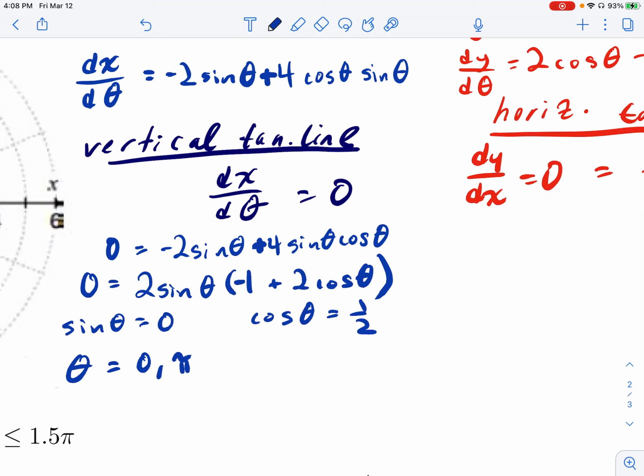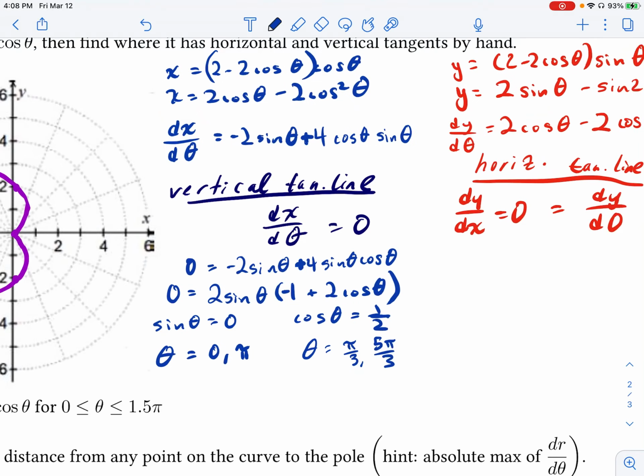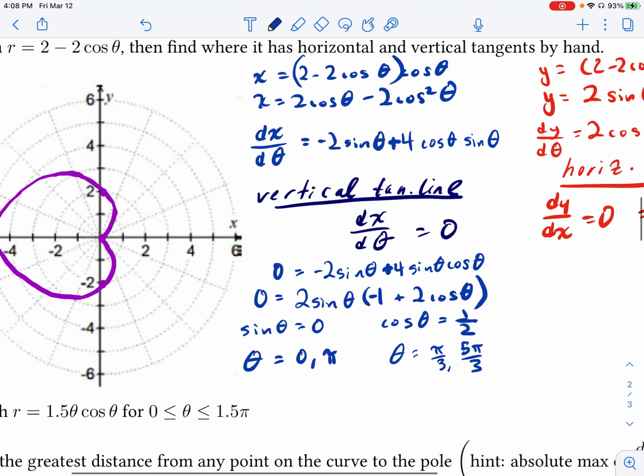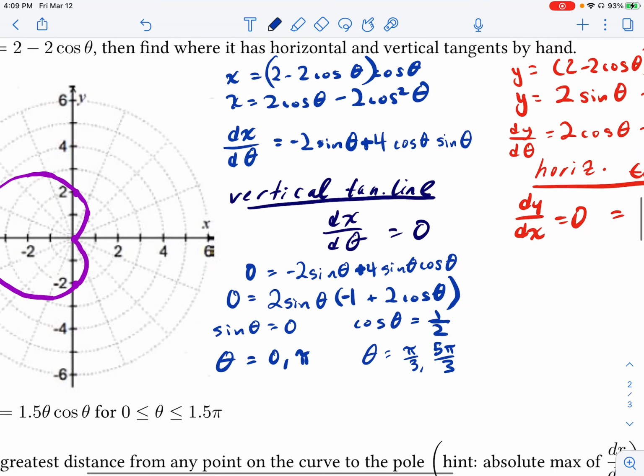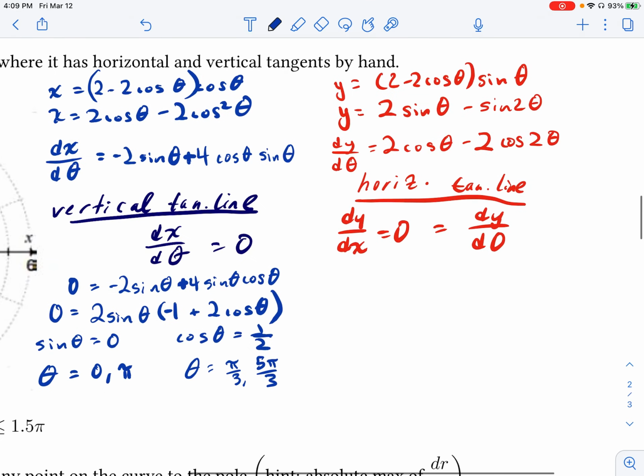Let's just look at all the angles between 0 and 2 pi, non-inclusive. For cosine of theta to be equal to 1/2, what does theta have to be? Well, theta would have to be equal to pi over 3 and 5 pi over 3. Now keep in mind, these aren't the actual coordinates just yet. These are just our angles, but these aren't the actual points yet. We'll find those in just a bit. But now let's move on to doing the horizontal tangent line values.